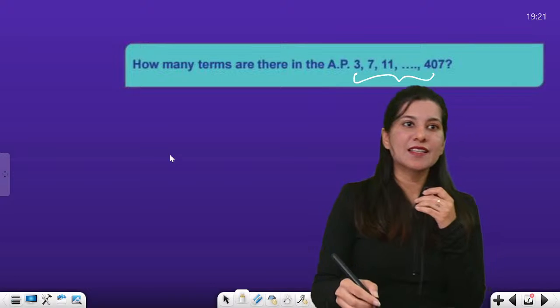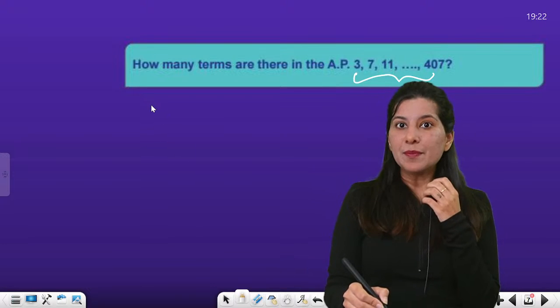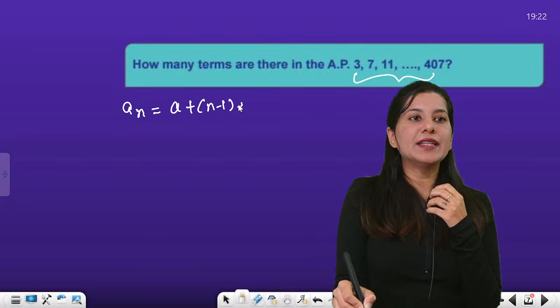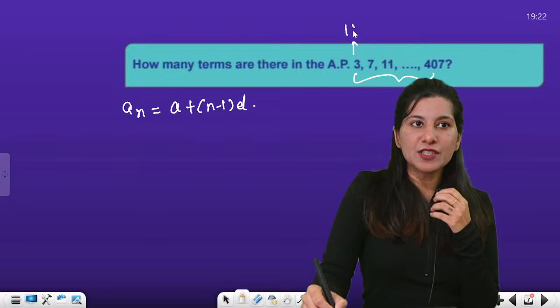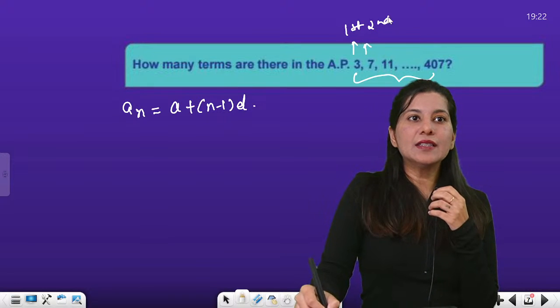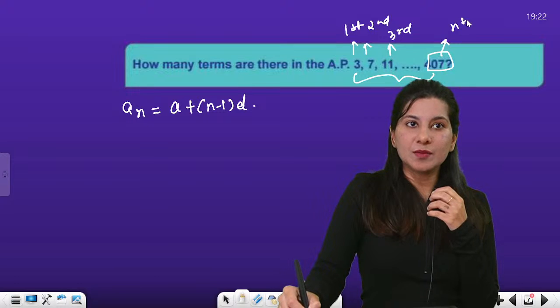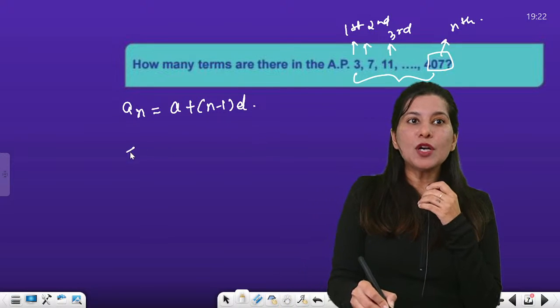Quickly tell me, yes. So I am looking for the number of terms, right? My general term is a plus (n minus 1)d. This is my first term, this is my second term, this is my third term, and this will be my nth term, right? So nth term is what?